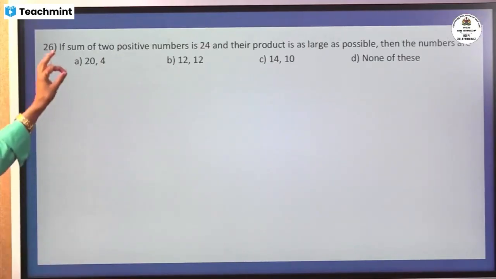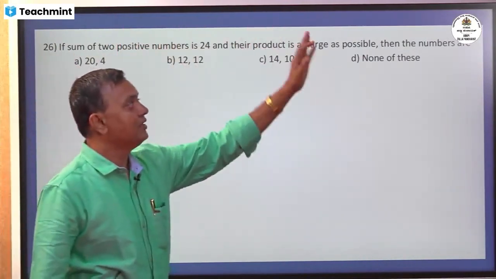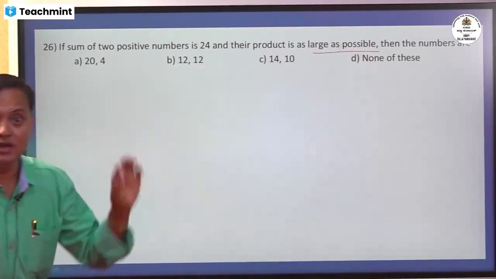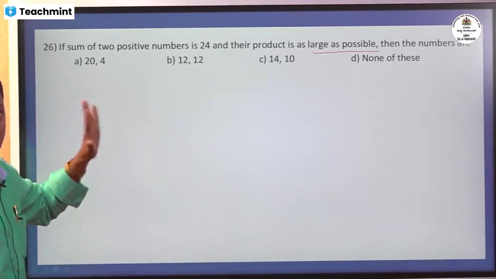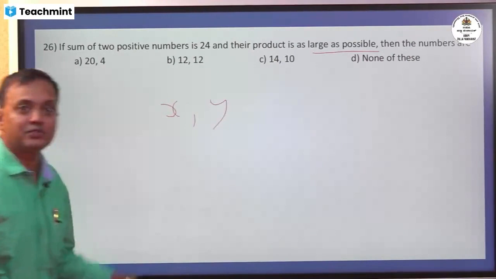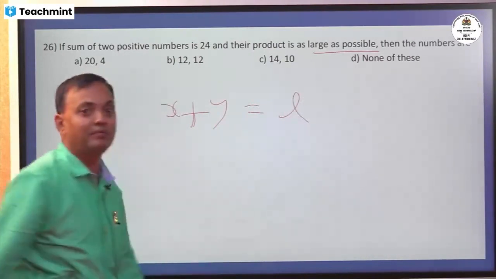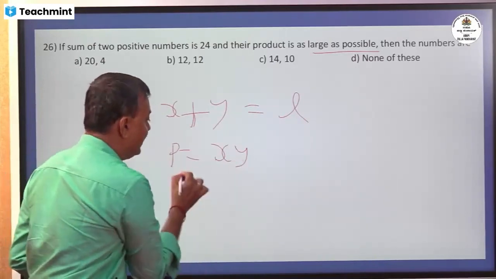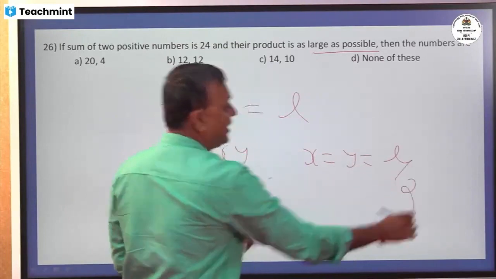Next question. If the sum of two positive numbers is 24 and their product is as large as possible, then the numbers are. Product is as large as possible means the product function is maximum. If two numbers are x and y, and the sum of two positive numbers x plus y is given, suppose it is L, then the product x into y is maximum when x equals y equals L by 2.